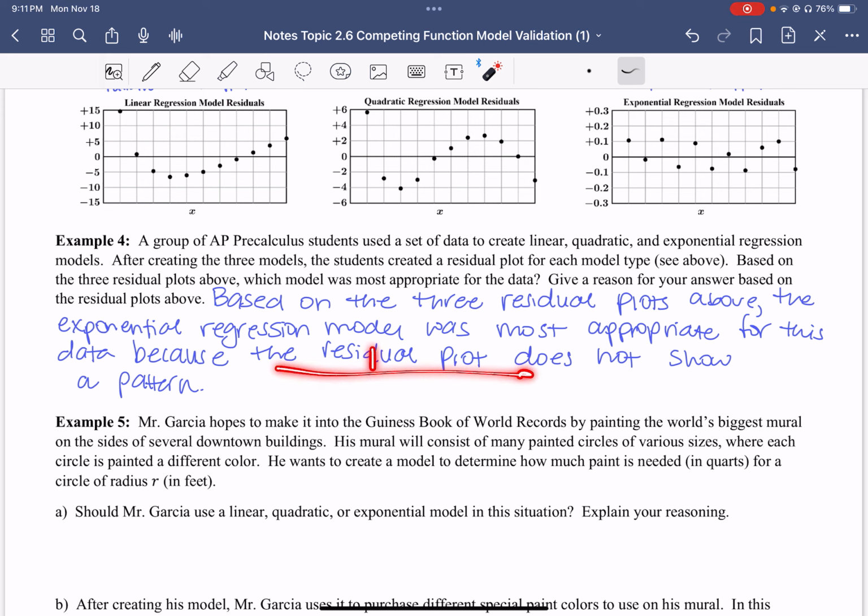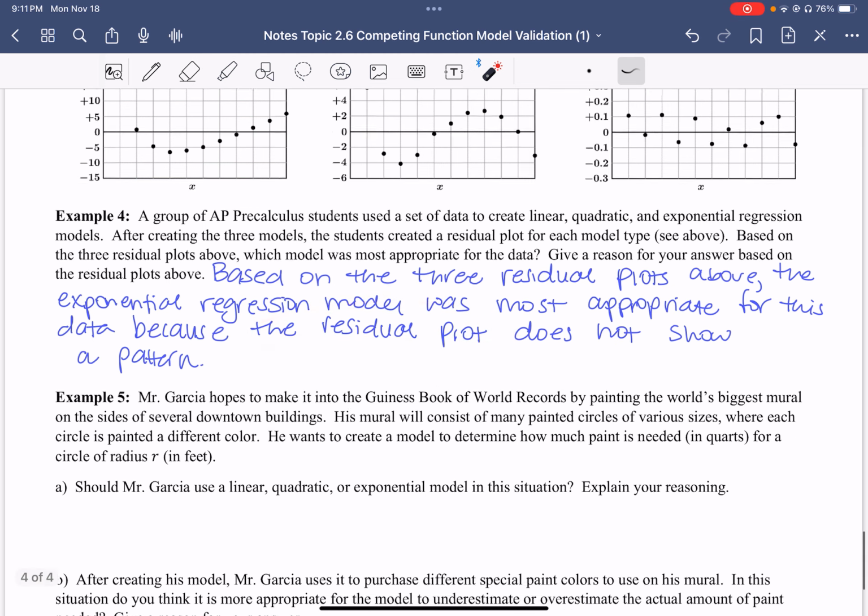And don't say it does not show a graph. It does not show a pattern. The graph does not show a pattern. On the AP test, they're really looking for you to be detail oriented. So you need to be very specific about what you're talking about, okay? So I mentioned that the residual plot is what does not show a pattern, okay?